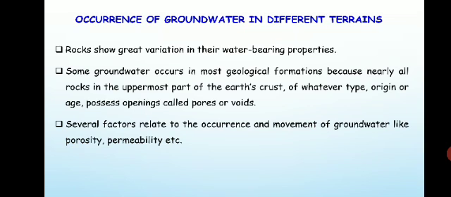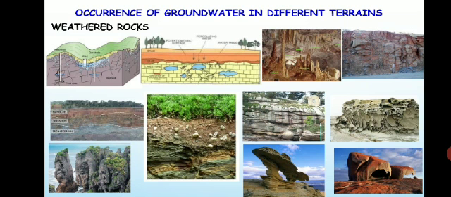Then there are several factors which relate to the occurrence and the movement of groundwater, like porosity and permeability. So these are the factors which affect the occurrence and movement of the groundwater. In detail we will discuss what is porosity and permeability in the further class. First we'll see how the groundwater occurs in weathered rocks.